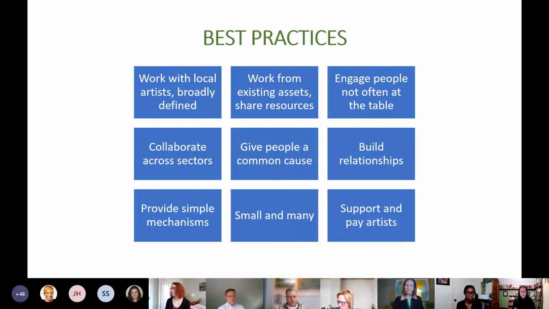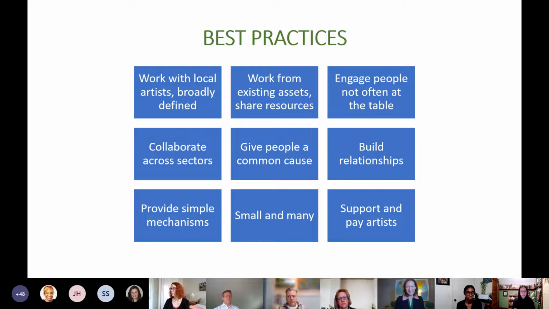Small and many in this work, we find, like the 10 or 20,000. If you can do more modest ones in the beginning, that will lead to you being able to learn what your community is interested in. You'll learn what artists and what organizations really love to do this work. You'll learn what people appreciate, and then you can build on that. So starting small and many, and then of course supporting and paying artists.